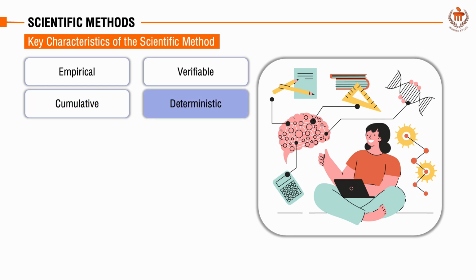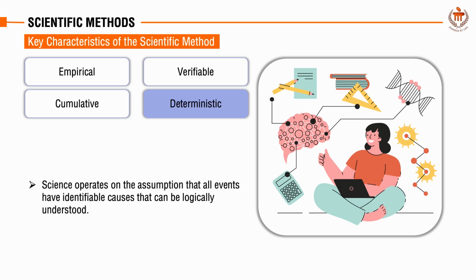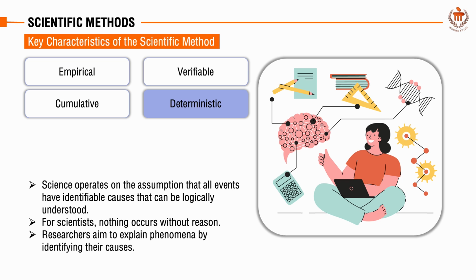Deterministic: this is another important aspect of the scientific method. Science assumes that all events have identifiable and logically understandable causes. Scientists believe that nothing happens without a reason. Their goal is to explain phenomena by uncovering these causes. For example, if many students fail an exam, researchers might examine factors like teaching quality, curriculum, student preparation, or administrative challenges. They strive to pinpoint the most significant causes to suggest practical solutions. This reflects parsimony, emphasizing simple explanations with the fewest variables to address the problem effectively.